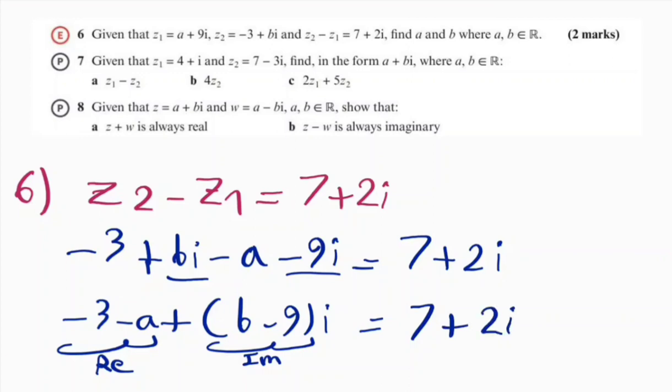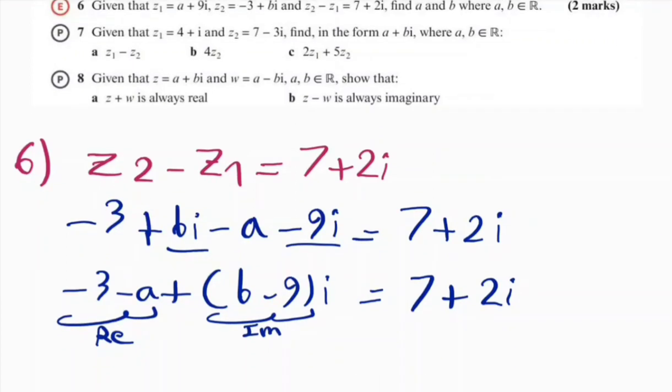This is going to be a very useful technique, and you will be using this a lot when you are working with complex numbers. When you equate coefficients, that's how you can work out the values of unknowns in such questions. Your real part must be equal to the real part of the right hand side, which is 7. That means minus 3 minus a is equal to 7. You can solve this equation and you will get a is equal to minus 10.